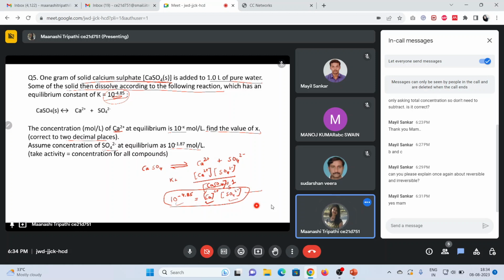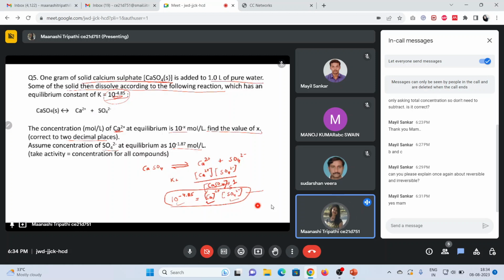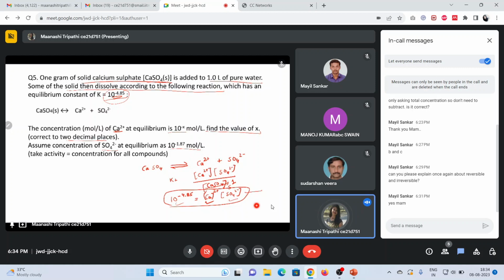Use your calculators. Be very careful whether you are using natural log or exponential. Solve this question, it's very simple. 10 raised to power minus 4.85 is equal to Ca2+ multiplied by, how much is given? 10 raised to power minus 1.87. Please give me an answer. You can enter the answer in the chat box.